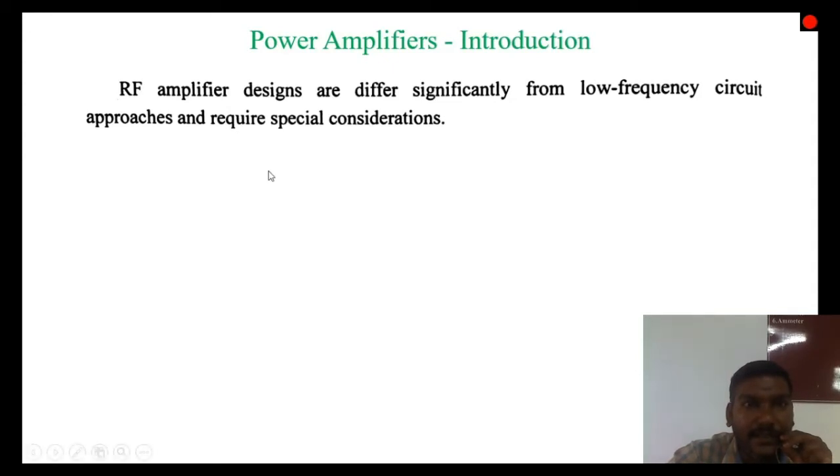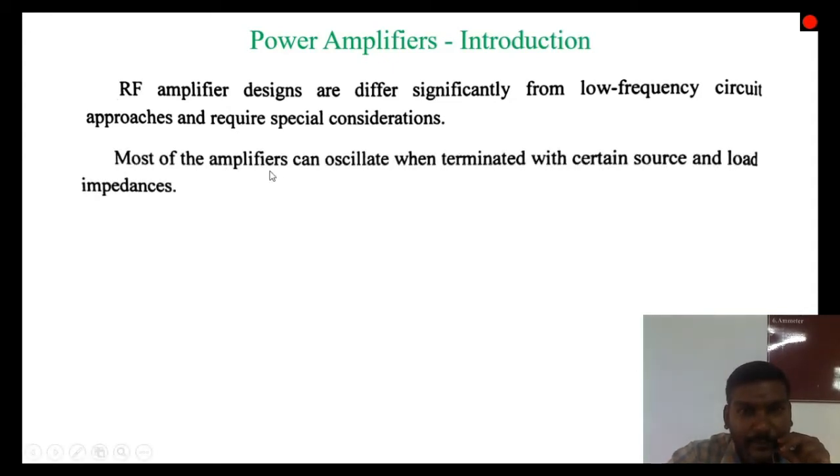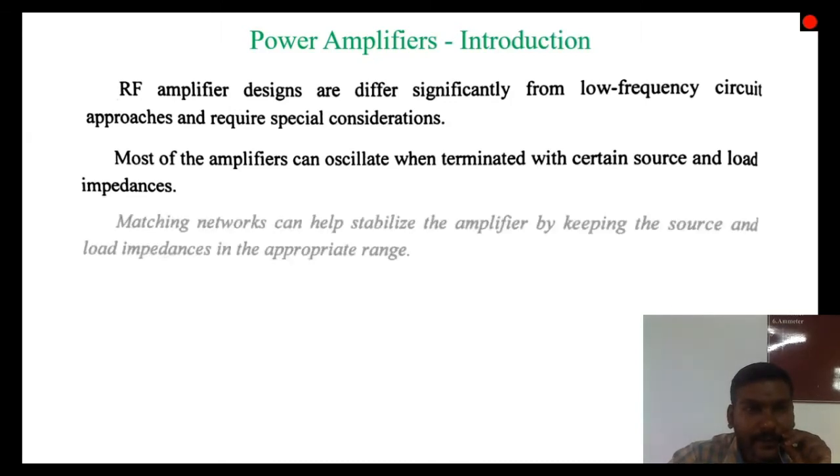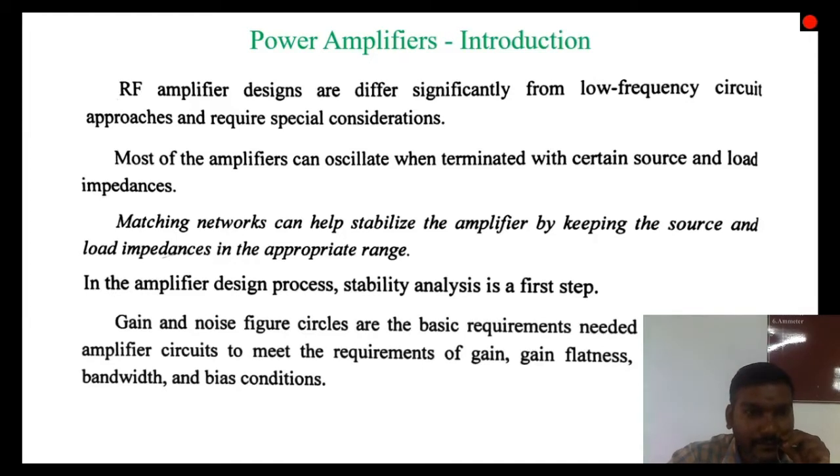Special considerations are needed, and most high frequency amplifiers can oscillate when terminated with the load and source, because the impedance values mismatch. The matching networks can help stabilize the amplifier by keeping the source and load impedance in an appropriate range. In general, to make a stable amplifier, stability is the first step, and so we can use gain and noise circles to keep the amplifier circuit in a stable system.